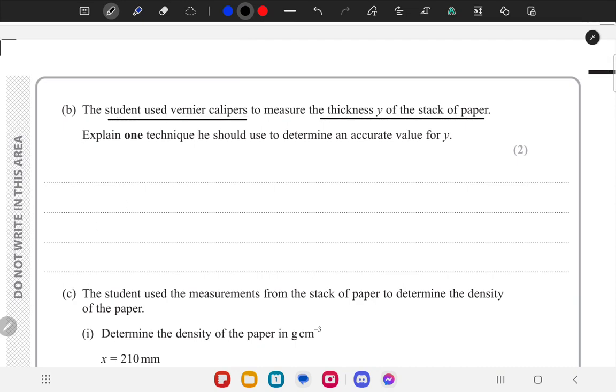In part B, we're told that the student used vernier calipers to measure the thickness y of the stack of paper. We have to explain one technique he should use to determine an accurate value. In case of using vernier calipers or micrometer screw gauge, a common answer would be to check for the zero error and to eliminate the systematic error of the instruments.